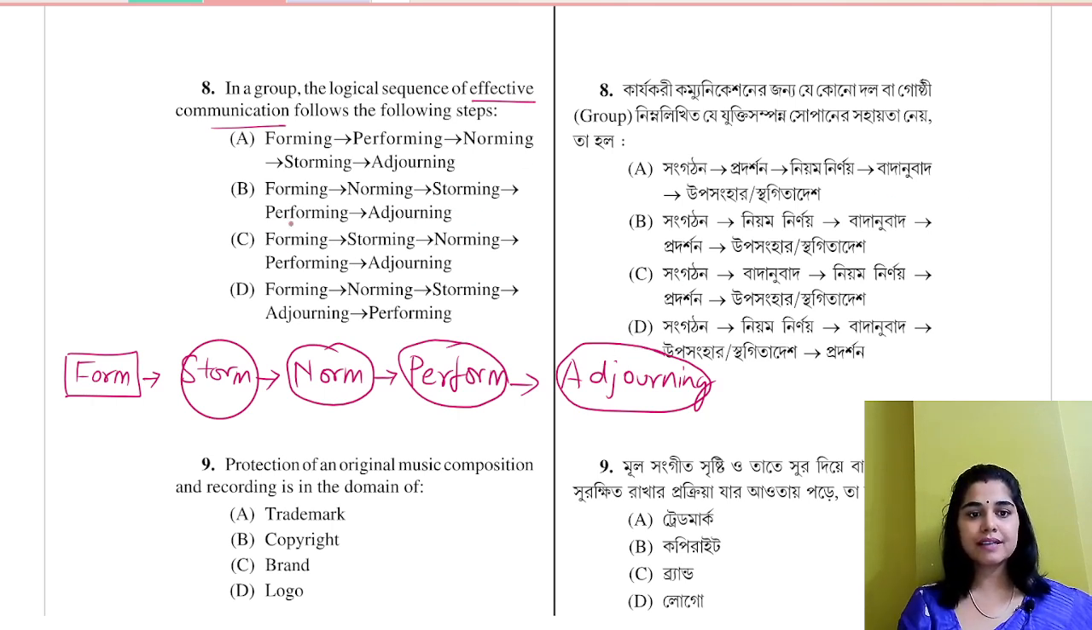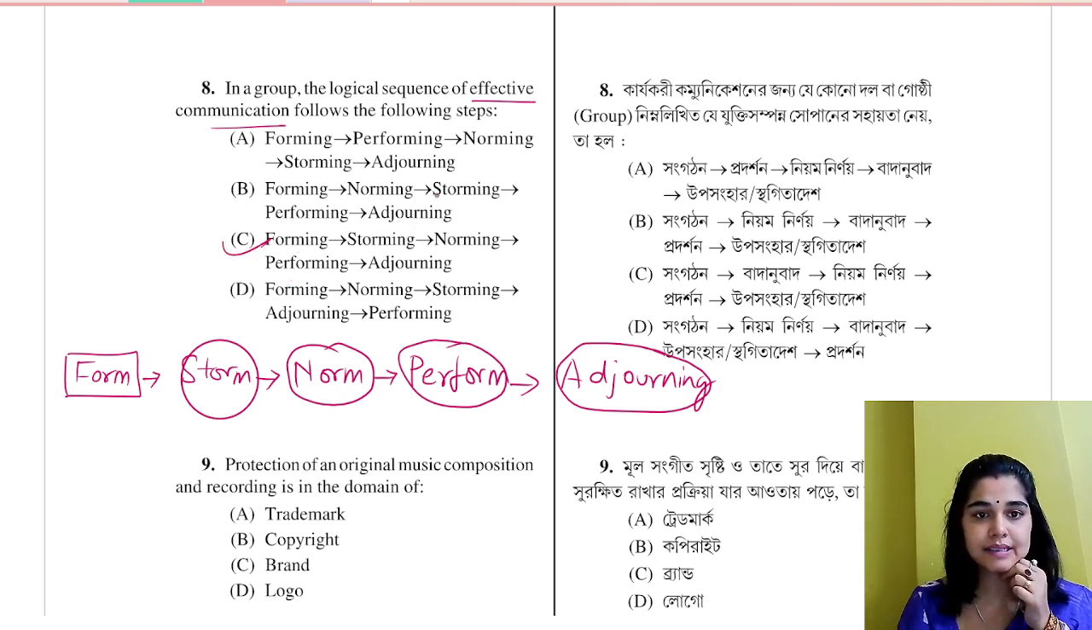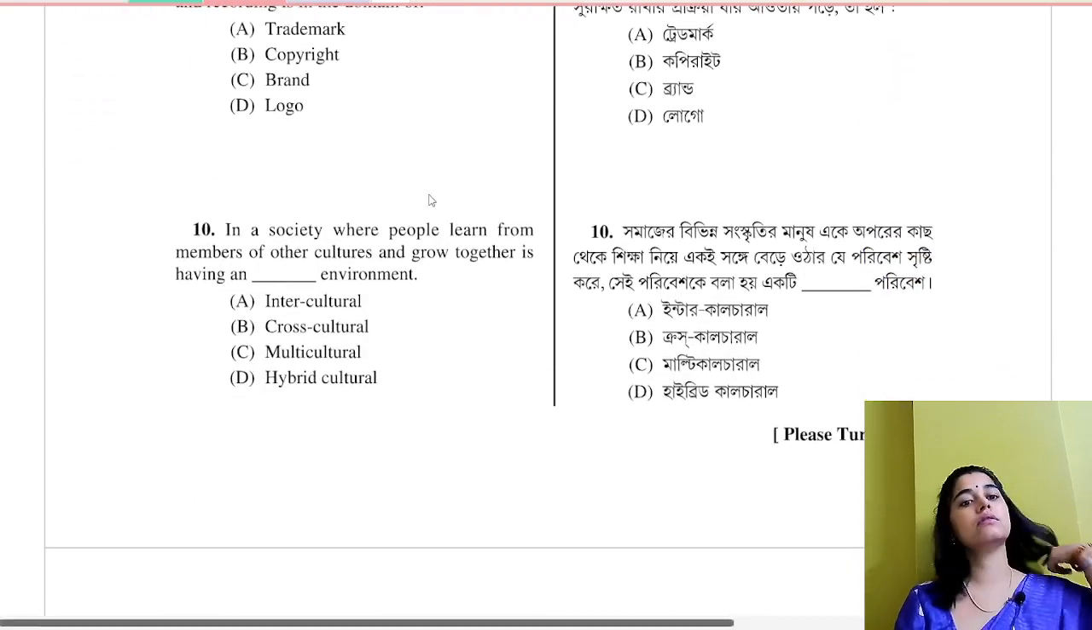Okay. So the answer will be forming and norming, storming. No, forming, storming, norming, and performing, adjourning. The answer will be C. Yes, the answer is C. Move to next question.